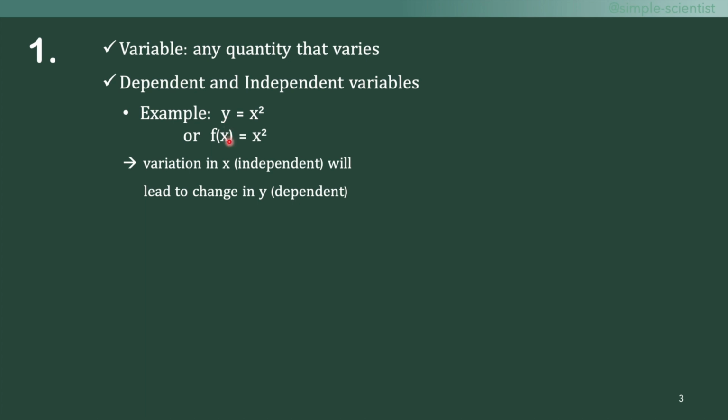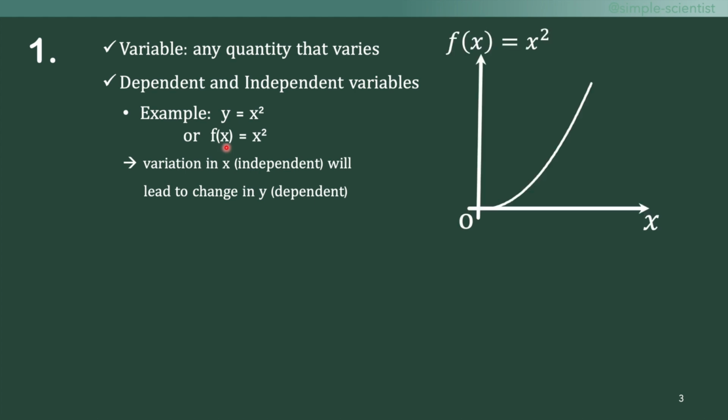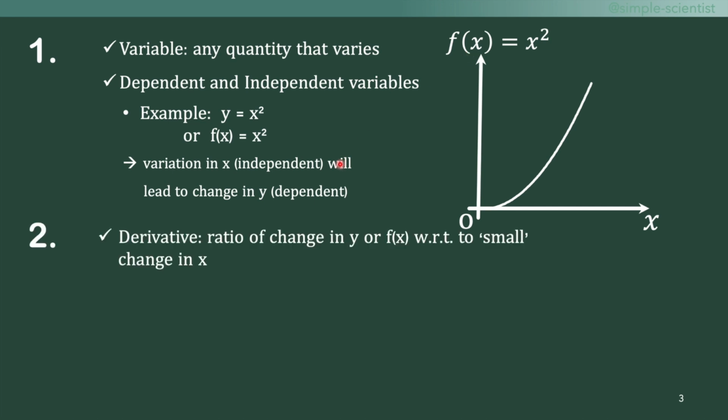Generally, we call dependent variable as a function of x, that is f of x. Graphically, independent and dependent variables can be shown like this. X is independent variable, f of x is dependent variable. Once we know about the independent and dependent variable, we can define derivative. Derivative is the ratio of change in f of x with respect to small change in x.